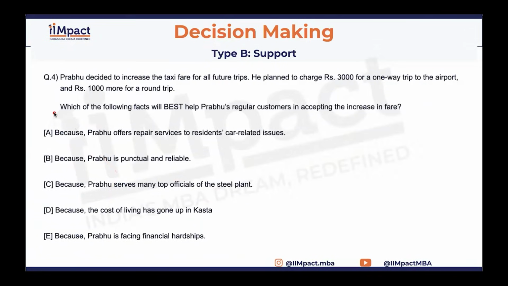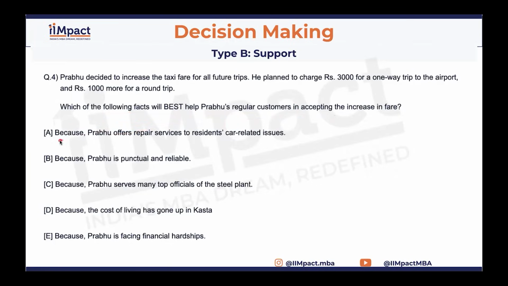If you look at the next example, look at the problem statement. Which of the following facts will best help Prabhu's regular customer in accepting the increase in fare? So, what was the decision? Increasing the fare. Has this decision been made already? Yes, Prabhu decided to increase the taxi fare. So, once the decision has been made already, the question is now asking you for the best supporter of this decision. They could have asked you vice versa also, what is the best counterpoint for this decision. In this particular situation, they're asking you for the best supporter. So which of the following facts will best help customers in accepting this decision?